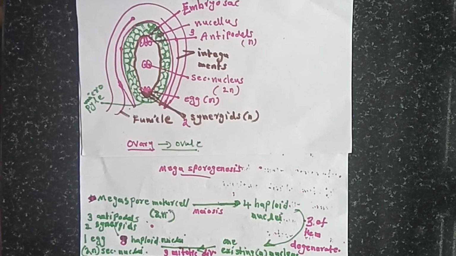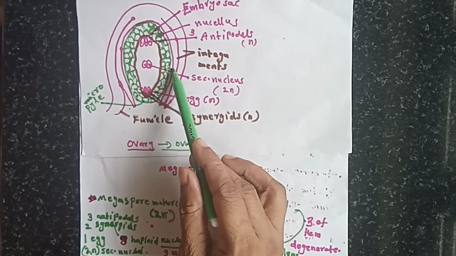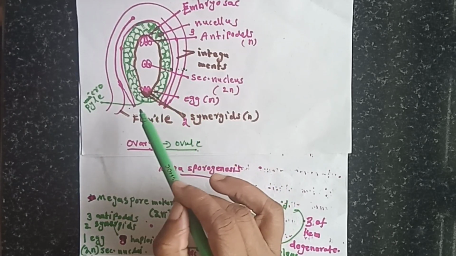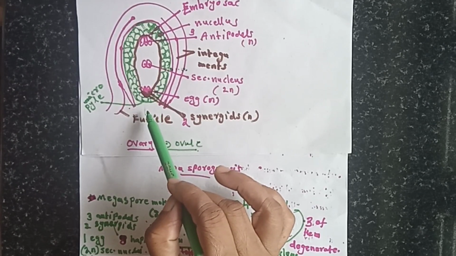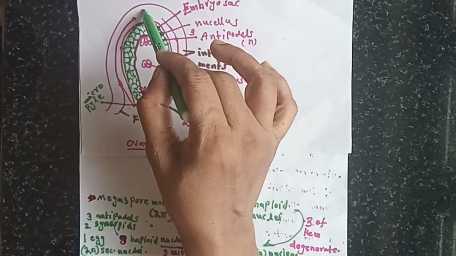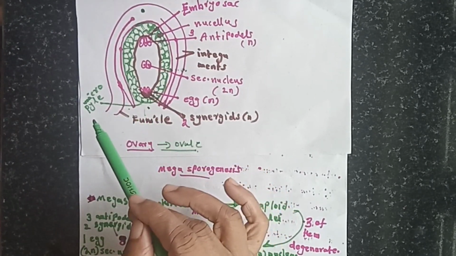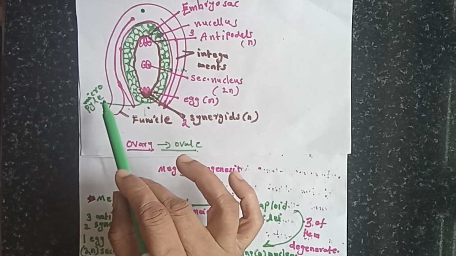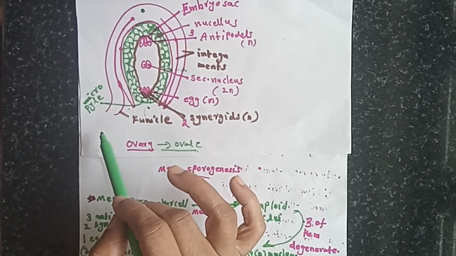An ovule consists of a parenchymatous nucellus tissue with two coverings, that is integuments. A small passage is the micropyle; the opposite side of the micropylar region is the chalazal end. This is the chalazal end and this is the micropylar end. The stalk of the ovule is called the funicle, which attaches the ovule to the placenta.